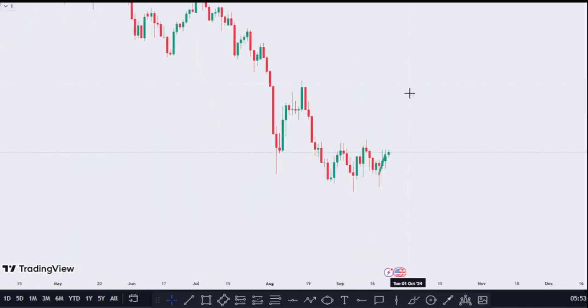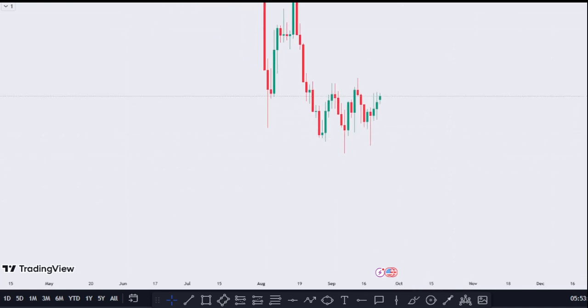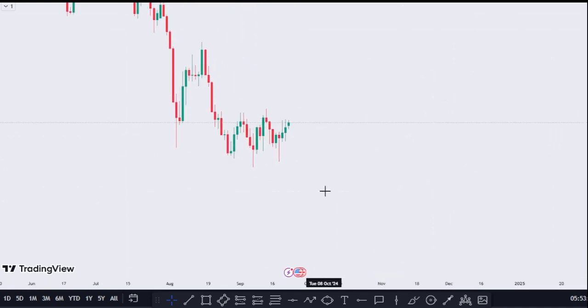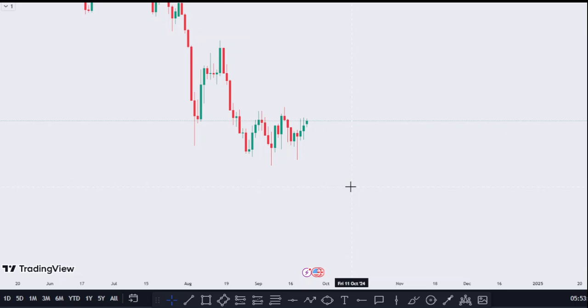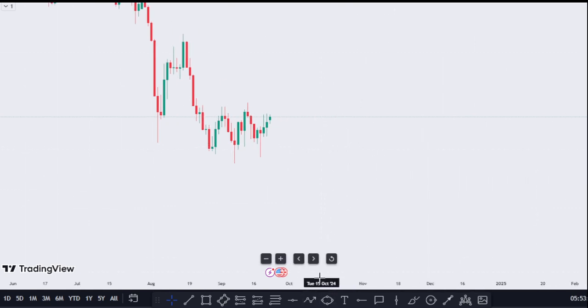I love this pair. It's one of my favorite pairs, USDCHF. Right now, remember, I've explained this over and over. There are 3 types of market structure. The first one, we have bullish market structure, bearish market structure, then consolidation. The last one is consolidation.